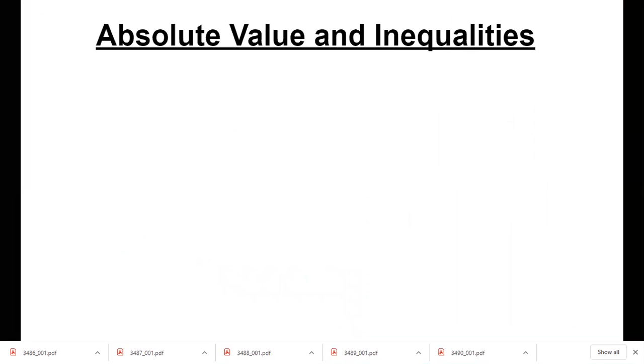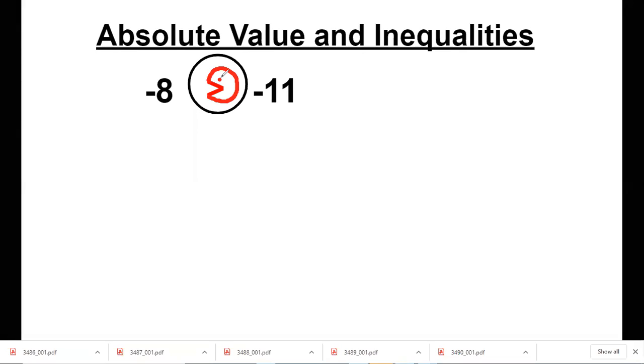Okay, what about absolute value and inequalities? So we have -8 and we have -11. Which number is the bigger number? Which way is my mouth going to open? That way, right? -8 is bigger than -11. I'll draw my Pac-Man guy here. How do I know that? Because on a number line, we had a number line here, and we put a 0 in the middle here. We know that -8 is going to be closer to 0 than -11.